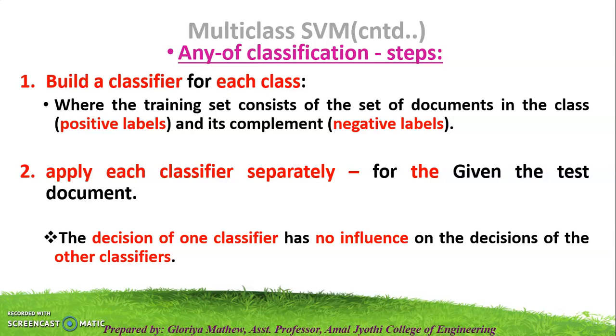The first step is to build a classifier for each class, where the training set consists of the set of documents in the class as positive labels and its complement as negative labels. The second step is to apply each classifier separately to the given text document. That is, the decision of one classifier has no influence on the decision of the other classifiers.